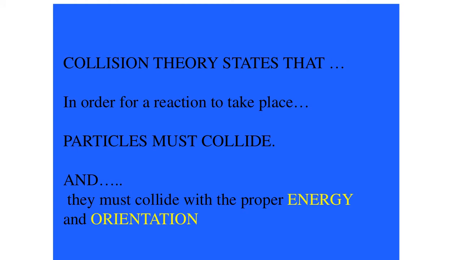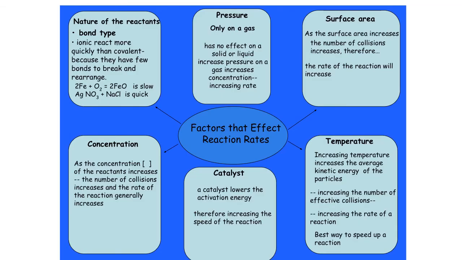So take a look at this slide right here. I wrote it nice and big for you, and I will even highlight it right there. Collision theory states, in order for a reaction to take place, particles must collide. They have to hit each other. Okay? There are some other properties that we'll get to down here at the bottom, where they have to collide with proper energy and proper orientation. But before we get there, we have to understand that in order for a reaction to take place, particles must collide.